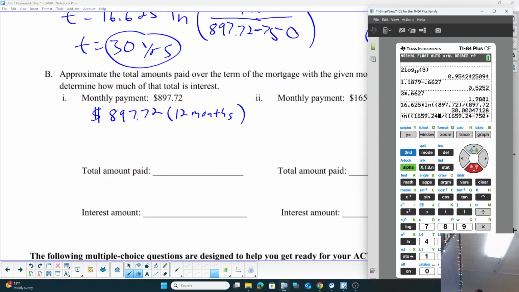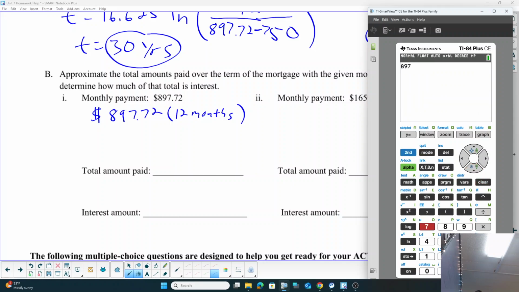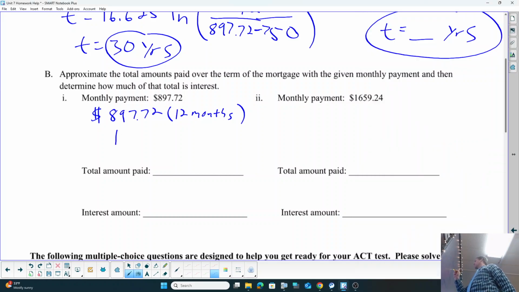Okay, so $897.72, times 12 months. And so that's per year. So we have $10,772.64 per year.